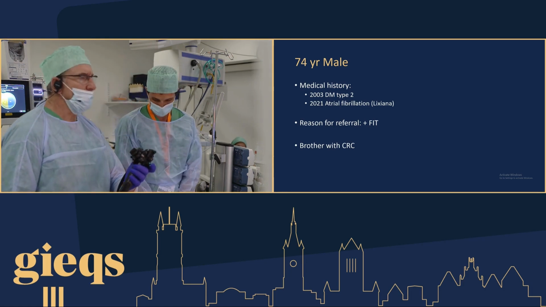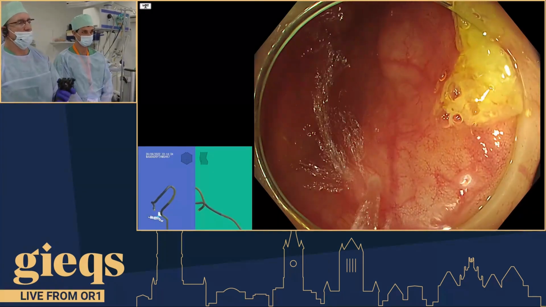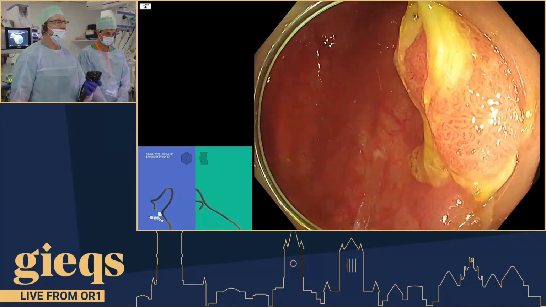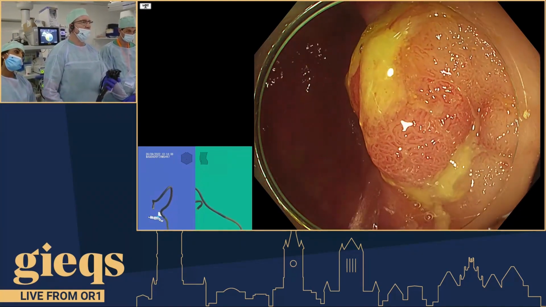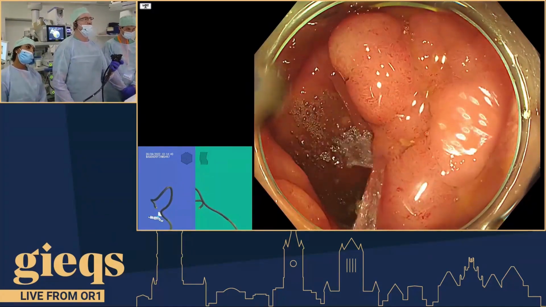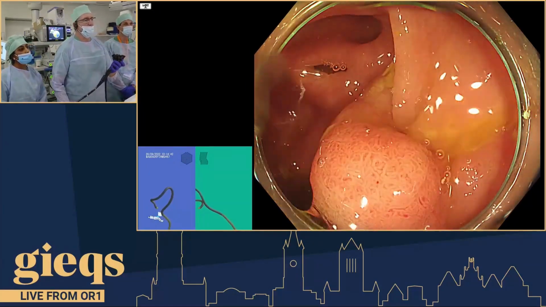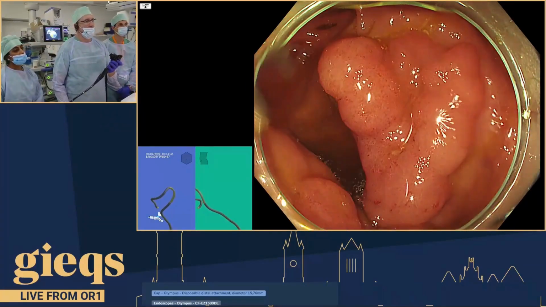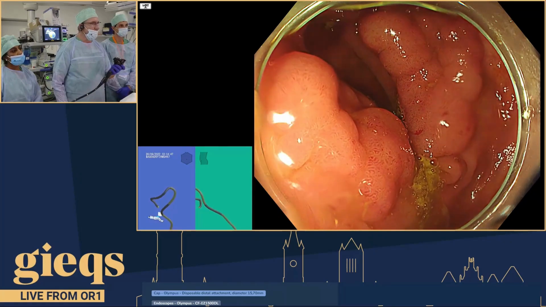Are we going to remove them? Yeah. Okay, good. All right. Yeah, so you saw the 2 lesions. I had a look at the other one. Just in the interest of time, we'll look at this one and remove it. The other one's also fine.